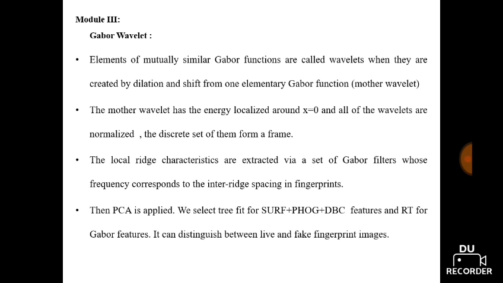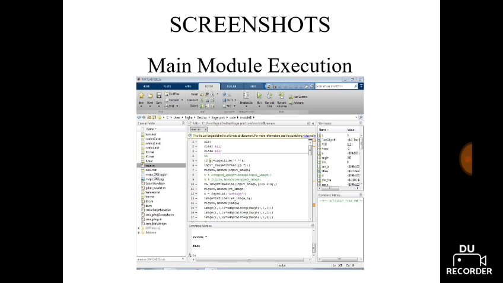Here local ridge characteristics are extracted using the Gabor filters, whose frequency corresponds to the inter-ridge spacing in the fingerprints. After all this process, we use principal component analysis, where we select a tree which is fit for the SURF algorithm, HOG algorithm and DBC algorithm, and finally the Gabor features. With this, we can distinguish between live and fake fingerprint images.